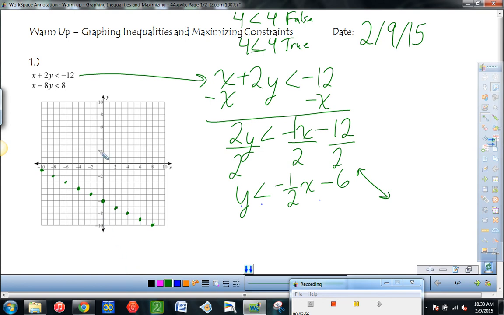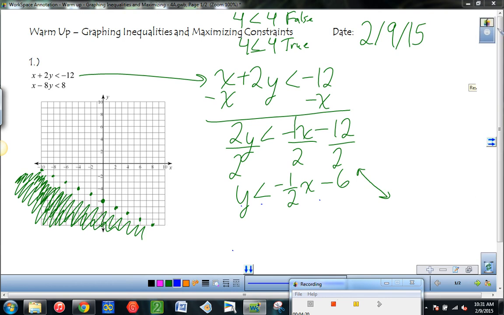Your y values, just look at this. Are your y values going to be smaller here or up here? Down. So you want to shade down, where your y values are smaller, because it says less than. Your y values need to be smaller than your line. Make sense? Alright. How about the other equation?